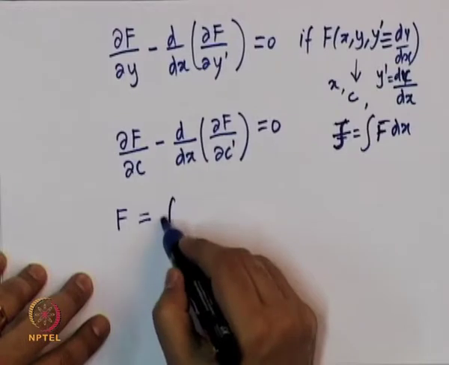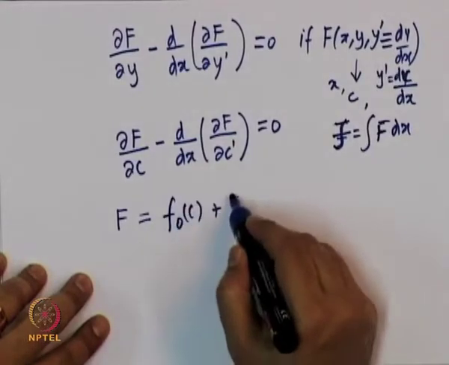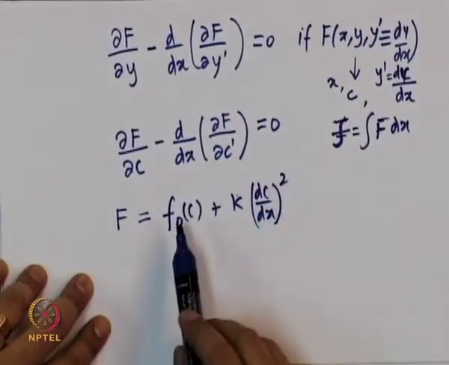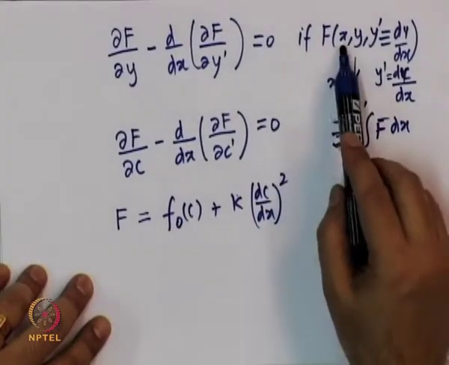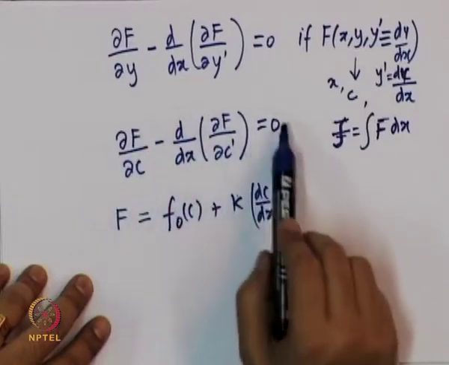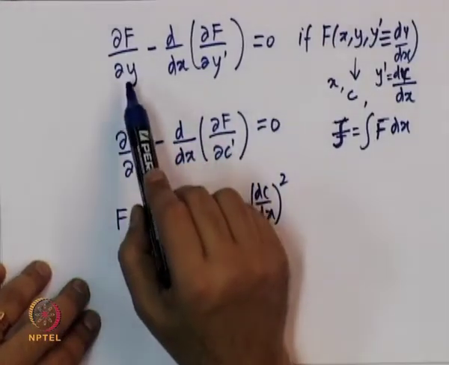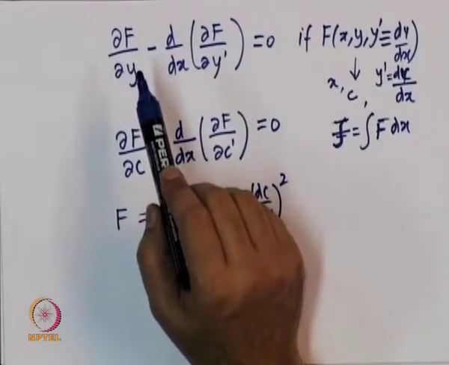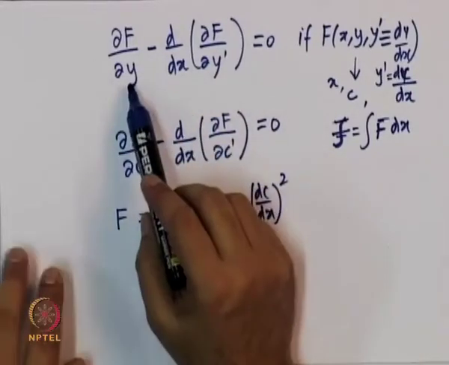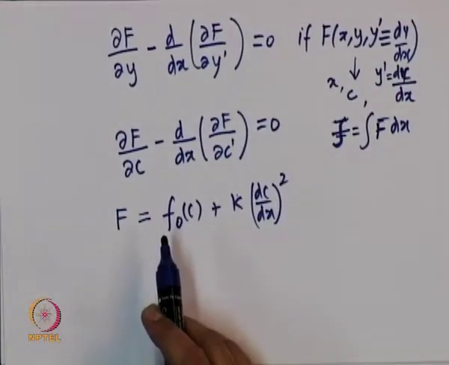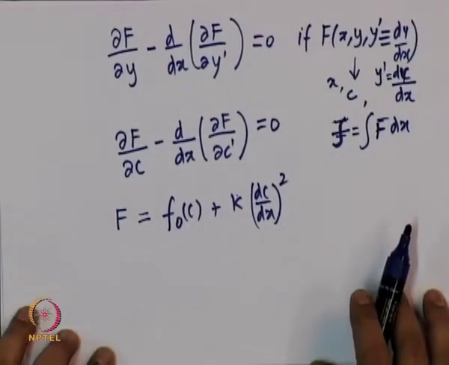In our case f happens to be f0 of c plus κ (dc/dx) whole squared. So, obviously f is not an explicit function of x. In that case this equation can be simplified a little bit. So, let us do that simplification part first. This is a general result from calculus of variations which we are going to use.